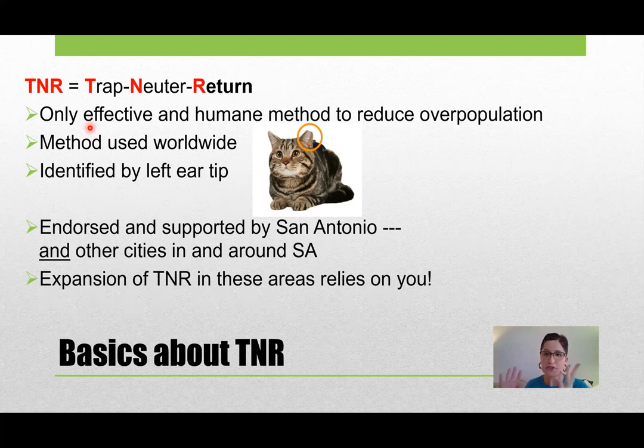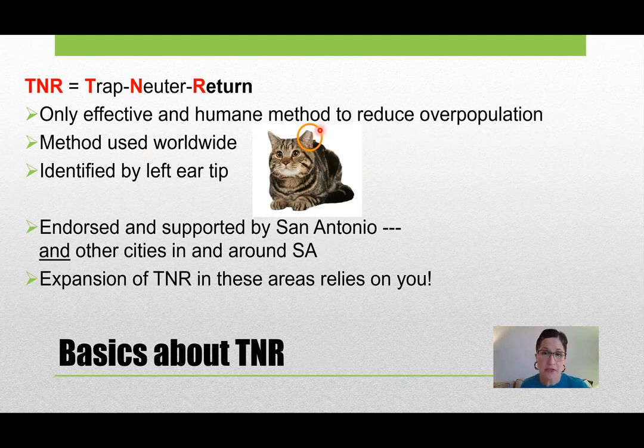If you want to do the research, it's all out there. Again, it's a method used worldwide. And a way you can tell that a cat has been TNR'd, if you will, is that the left tip of their ear will be snipped off. So that's kind of like the universal sign that that cat has already been fixed, okay? It is endorsed and supported by San Antonio.